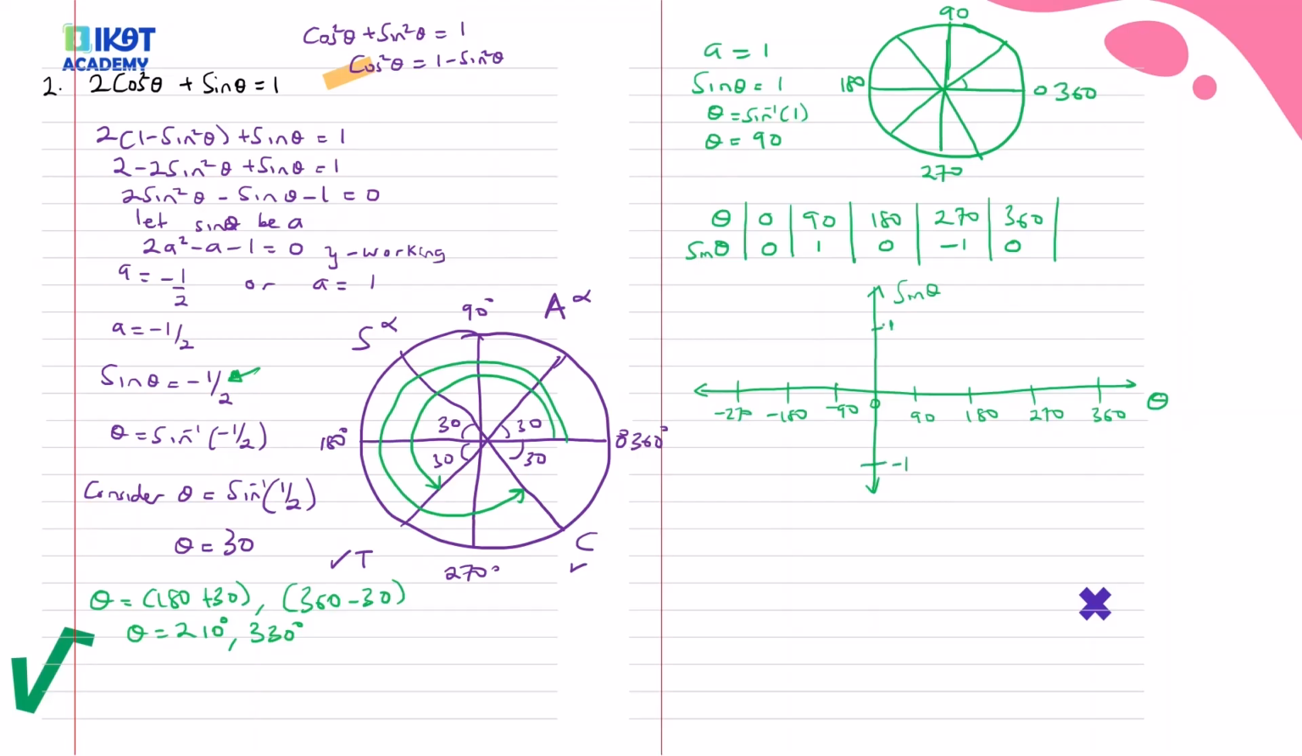I spent a good number of minutes explaining this graph in the first, or the second, video on trigonometry. So here 0 is 0, so I'm plotting the point 0, 0. 90 is 1. 180 is 0. 270 is negative 1. 360 is 0. So I can now draw that graph. Let's draw the graph and see. So it's like this.